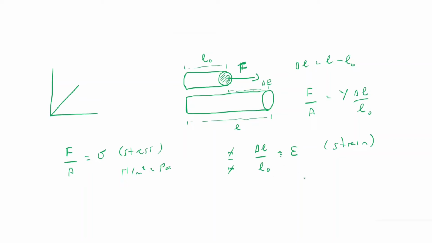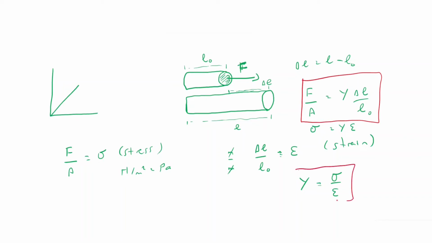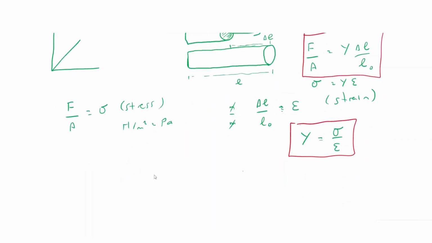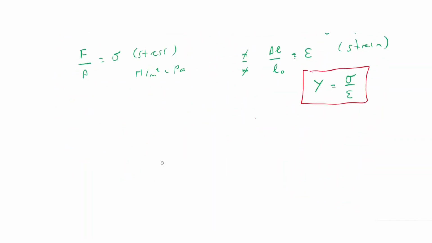So the Young's modulus Y can be given by stress divided by strain. Why? Because stress equals Young's modulus times strain, if you simplify this equation. So these equations are very important. This equation here is very important, and this equation here is very important. Now let us define that there's a special graph for stress and strain, and maybe we'll look at one simple example.